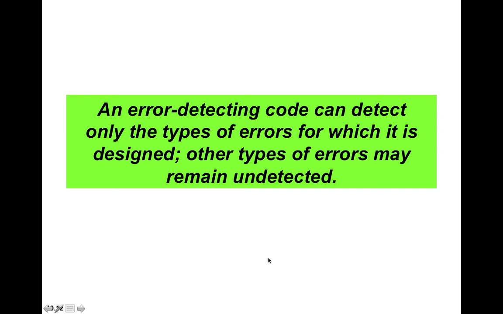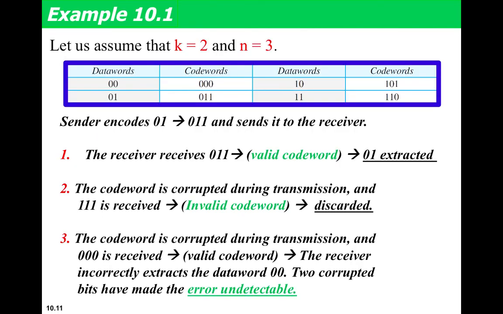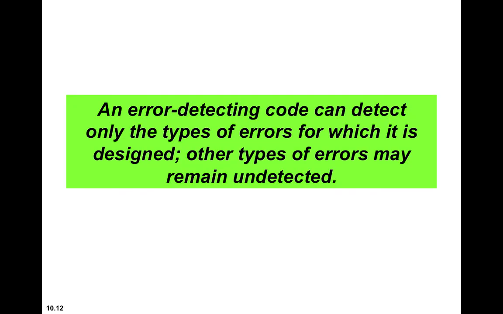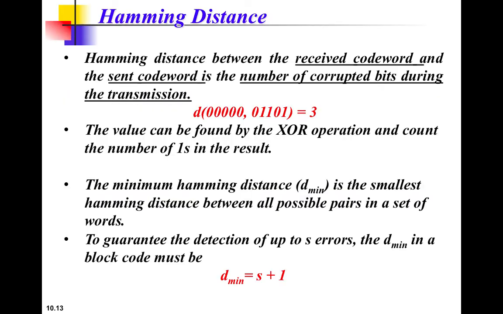So the error detecting code can detect only the type of errors for which it is designed. Other types of errors may remain undetected. In this case, our code was designed to detect single errors. So it will detect single errors correctly, but as soon as we have multiple errors, it cannot detect it correctly. This is what we mean by it. Now in the next video, we will look at Hamming distance and other concepts.